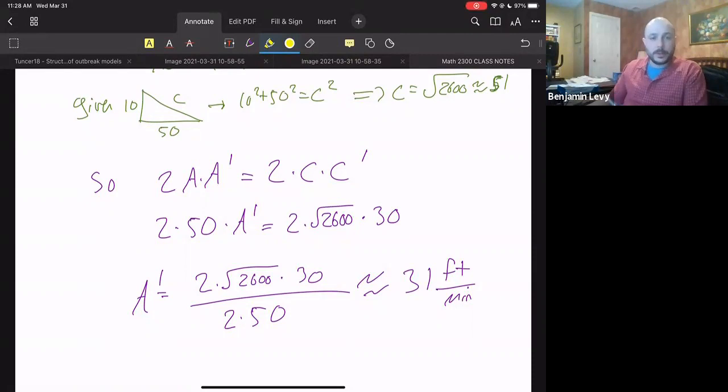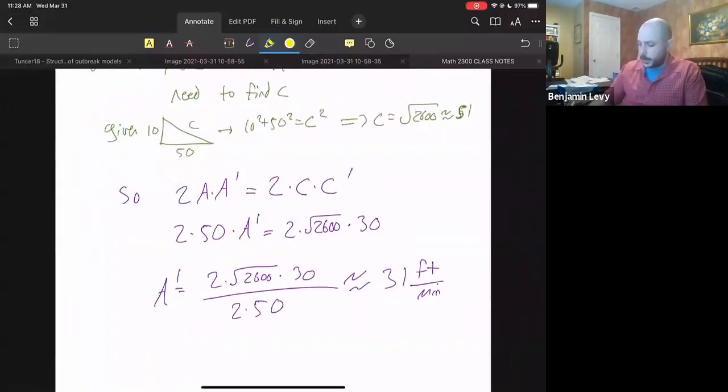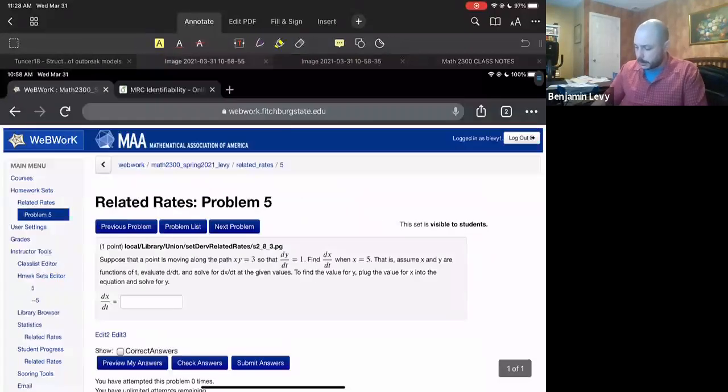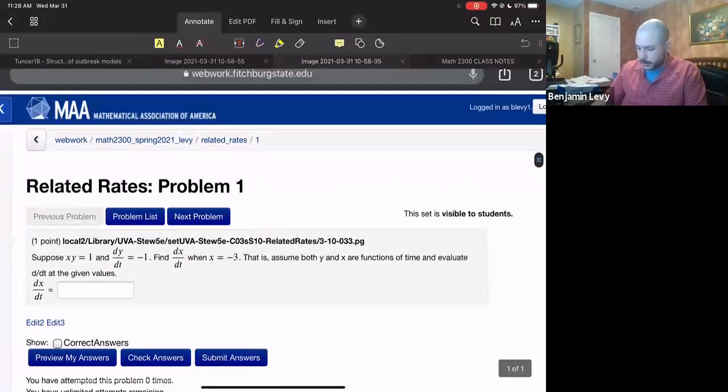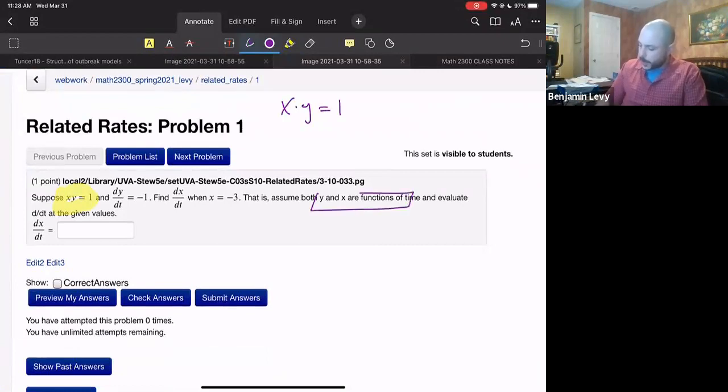But I just wanted to do a slightly different one from this homework set that we haven't represented yet. So maybe one that looks like this or this, say. So this is related rates problem number 1. The information we're given in this is this equation, xy equals 1. So I'll just write that down right here. But we're being told that both x and y are functions of time. And so this is really x of t times y of t equals 1.